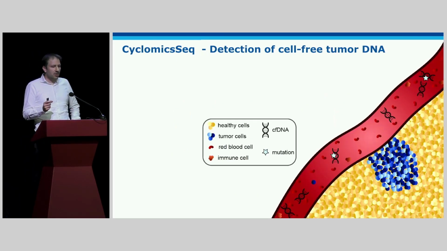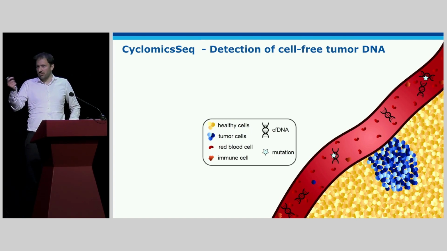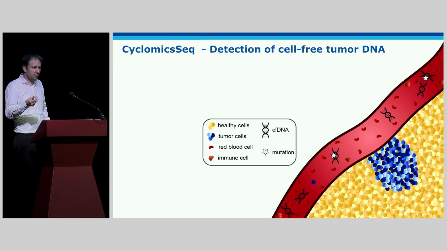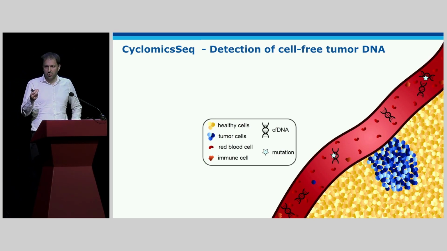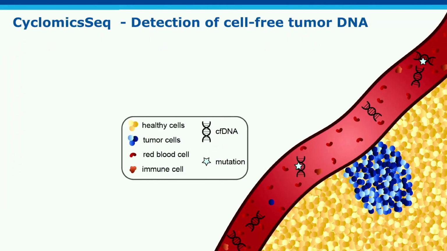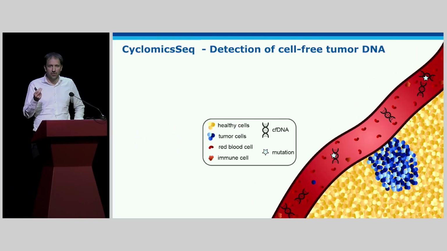Now, we focus on cell-free DNA, which is the result of cells dying due to apoptosis or necrosis, and in this process they shed their DNA into the bloodstream. Tumor cells also die, but tumor cells contain mutations in their genomes. So a very tiny fraction of the molecules that float around in the bloodstream actually carries mutations, and those mutations we want to find.